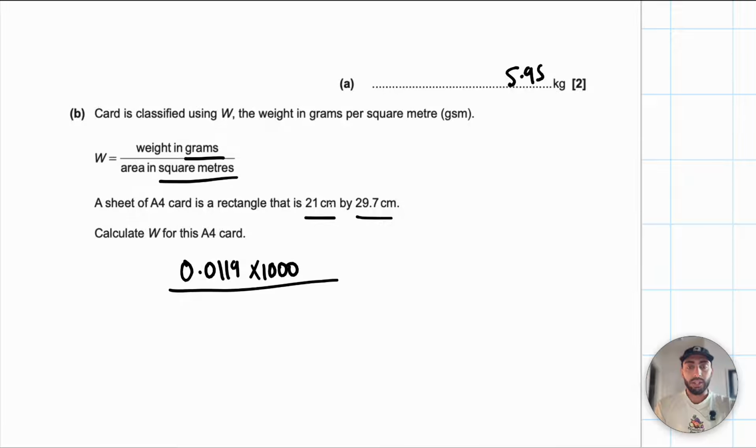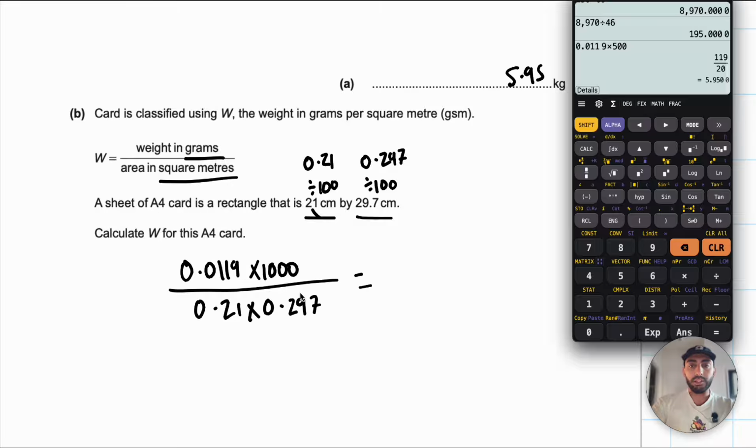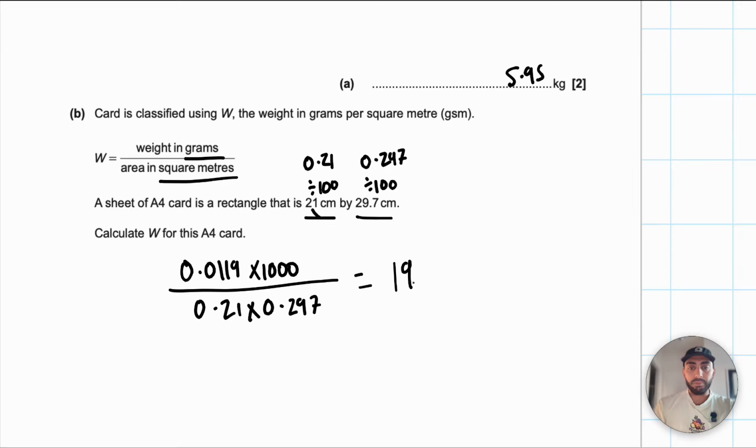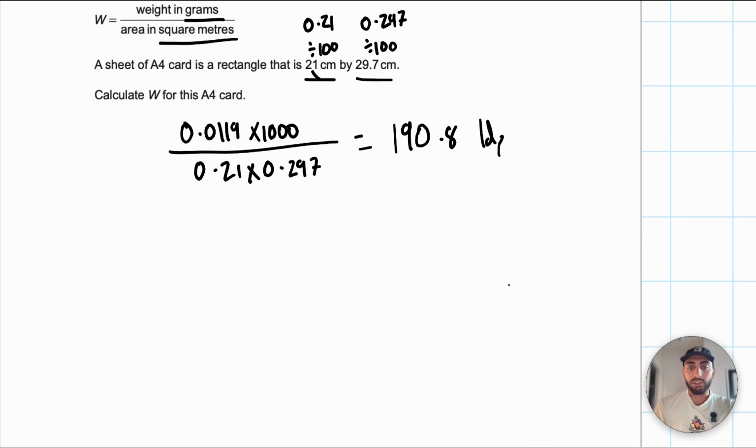We want to change this so that it gives us an area in square meters, so we need to change these into meters first. How many centimeters are in 1 meter? There's 100, so we need to divide by 100 there. That'd be 0.21. Divide that one by 100, and that'd be 0.297. So to find the area of that rectangle, we're doing 0.21 multiplied by 0.297. Let's just type all of this in. That'd be 0.0119 multiplied by 1,000 over 0.21 multiplied by 0.297. That would give me 190.8. That's been rounded to 1 decimal place.